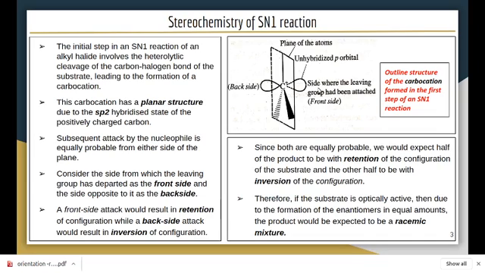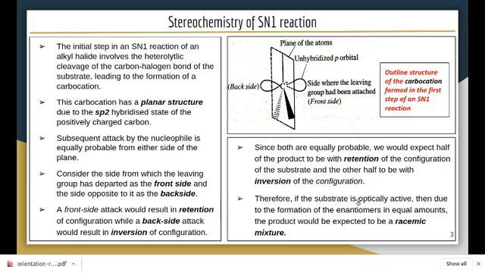If the nucleophile attacks from the same side from where the leaving group departed, then we will get retention of configuration. On the other hand, if the nucleophile attacks from the back side, we will get a product with inversion of configuration. Therefore, if the substrate is optically active, then due to the formation of the enantiomers in equal amounts, the product would be expected to be a racemic mixture.